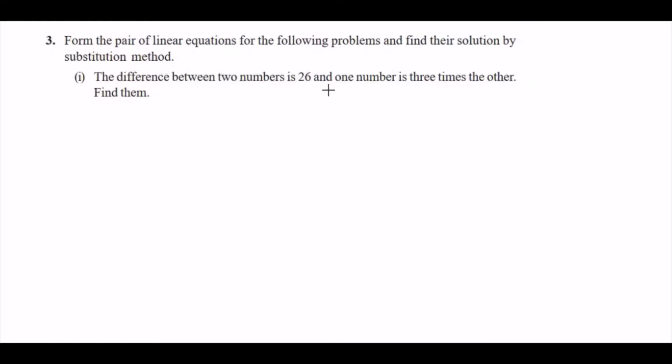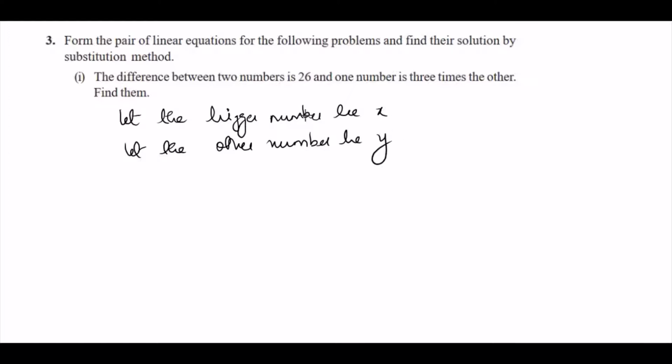Here it's given, the difference between two numbers is 26 and one number is 3 times the other. So we have to take the numbers as x and y. Let the bigger number be x and let the other number be y. It is given the difference between the two numbers is 26. When you write the difference, you will write the bigger number first. So it is x minus y is equal to 26. When you subtract the smaller number from the bigger number, you get the difference as 26. That is the first equation.